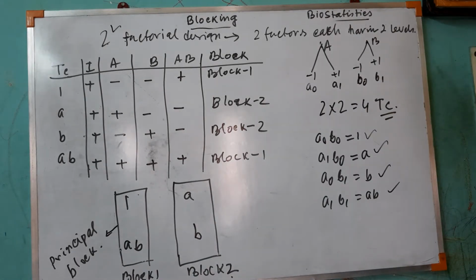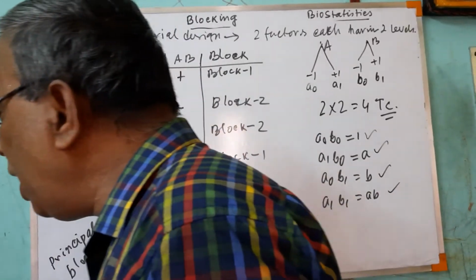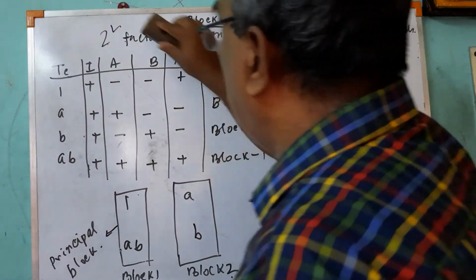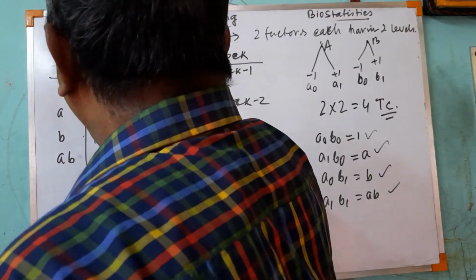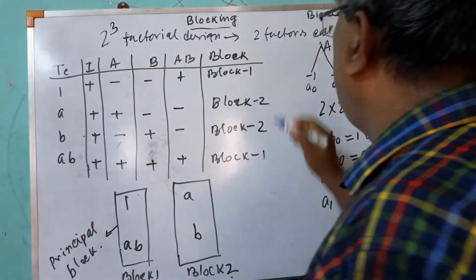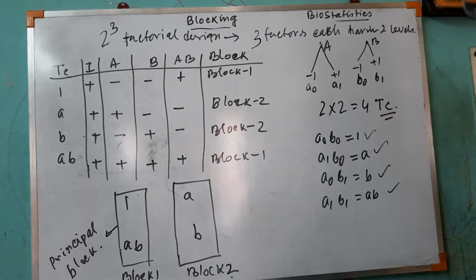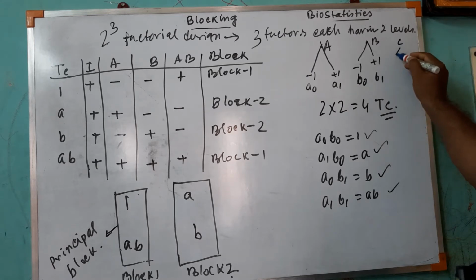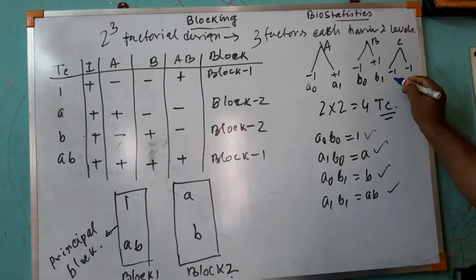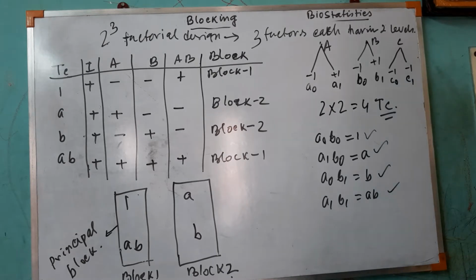Okay, so now I am again assigning, this time 2 cube factorial design. In 2 cube factorial design, there are 3 factors, each factor having 2 levels. Here another factor, that is factor C, having 2 levels, -1 and 1, or you can say A0, A1, B0, B1, and C0, C1.